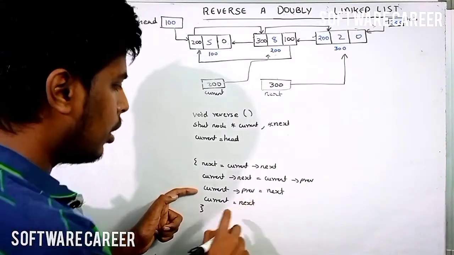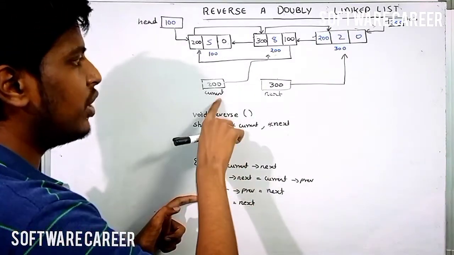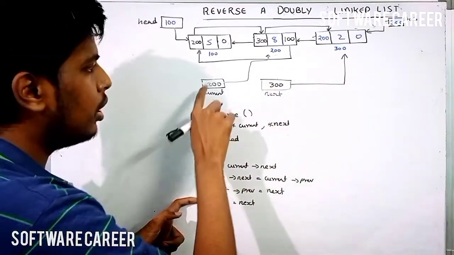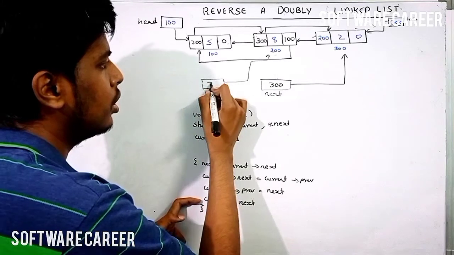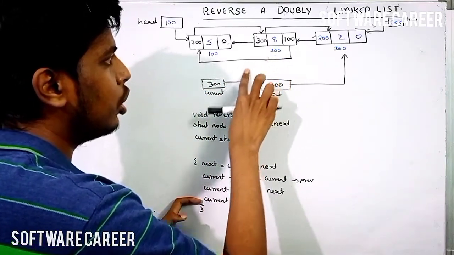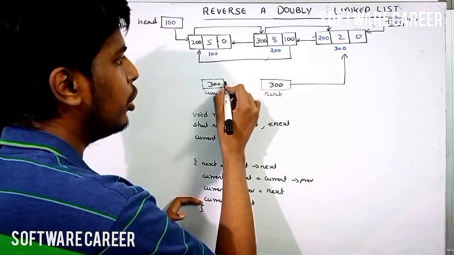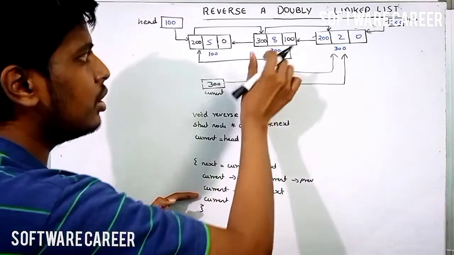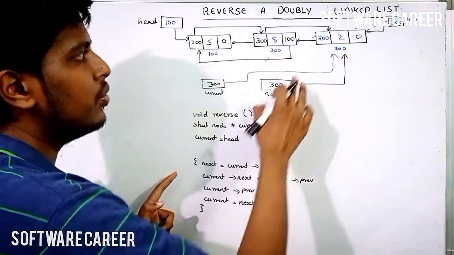Now see, current equals to next. That means you are moving the current pointer one step forward. So what is next? 300. 300 I am storing in current. So this pointer gets cancelled. Now this current is not pointing to the node 200. It's pointing to 300. That is the third node. Now you have reversed the second node. Now you should reverse the third node.